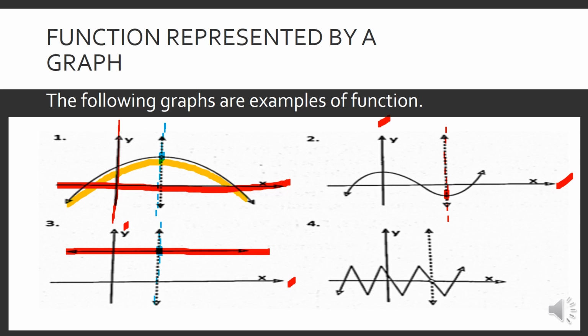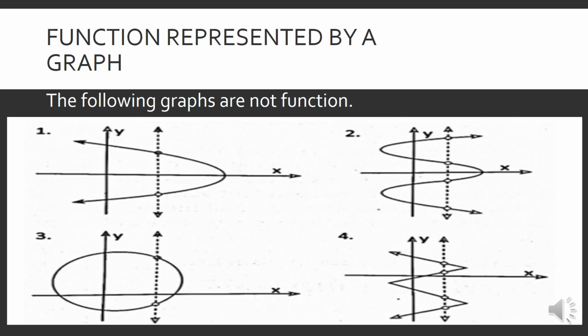4. This is the graph of our function. And if you pass again a vertical line anywhere in the graph, it will only intersect the graph at one point. So graph number 4 is a function. The following graphs are not functions. So this is the graph of our relation.